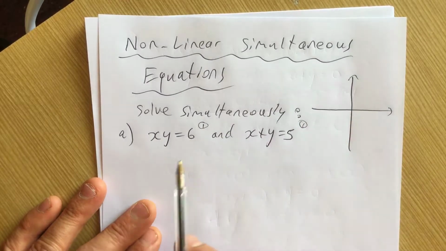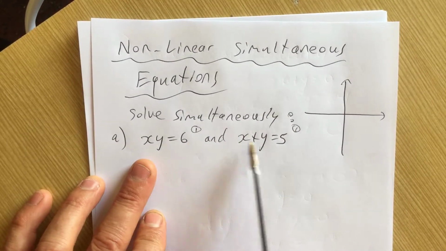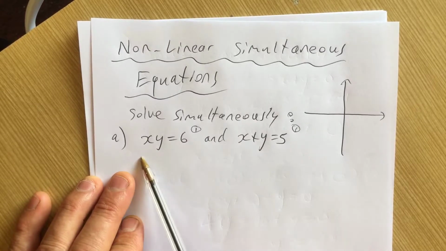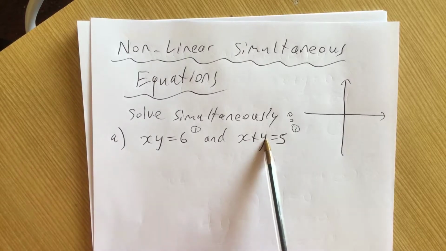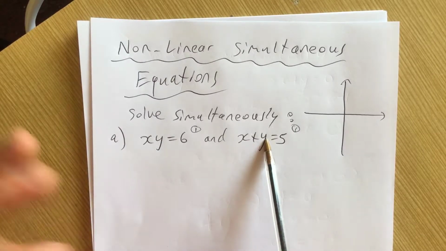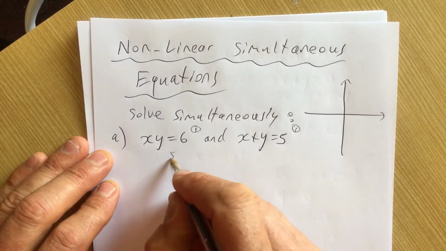So we'll call them equation 1 and equation 2. Now, in terms of which method you're going to use, you can't really sub one into the other because this is x times y. You could times this by y to make xy here, but then you've got a y squared, which causes its own problems. So what do you do? You make x or y the subject of one of them and sub it into the other. In other words, use the substitution method.